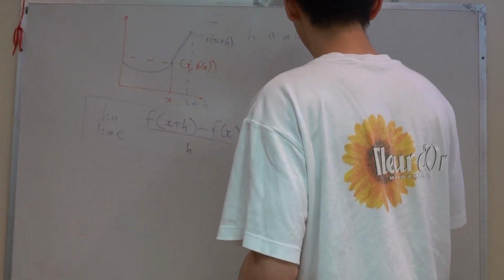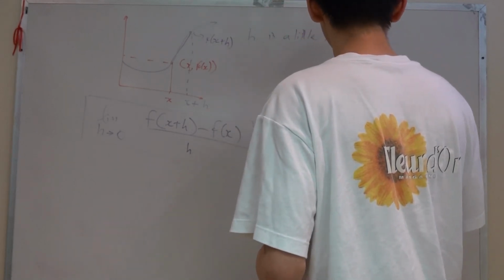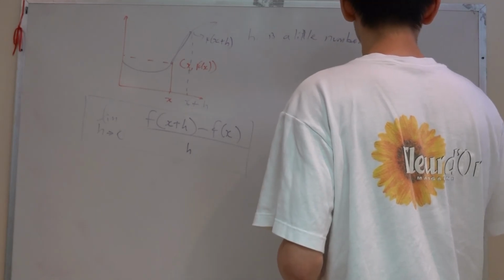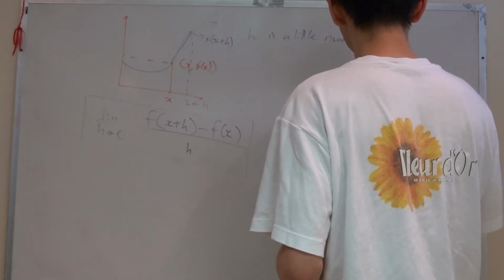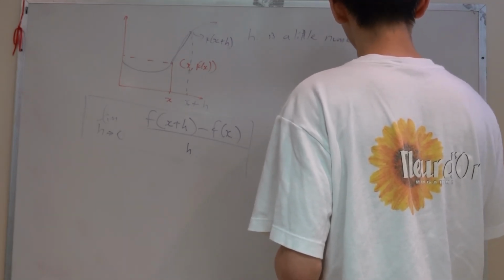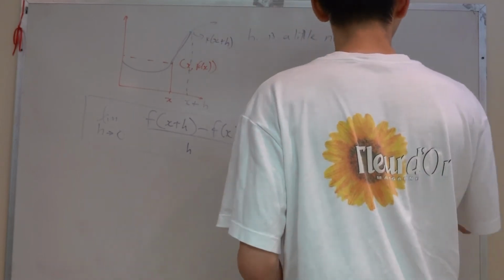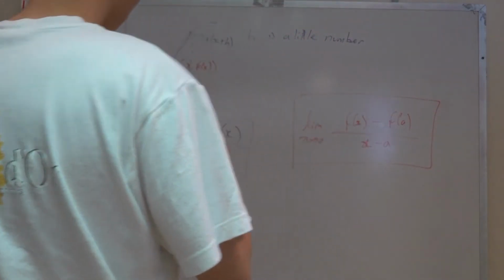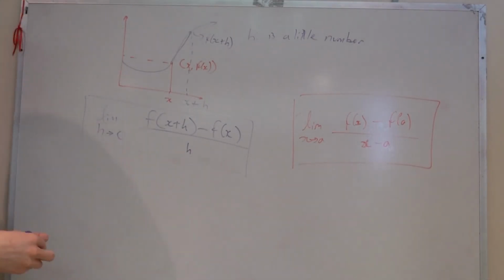So the other one is limit as x approaches a of f of x minus f of a, all that over x minus a. Okay. Now I will list the similarities and differences.